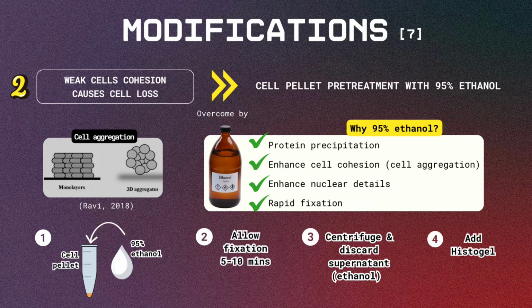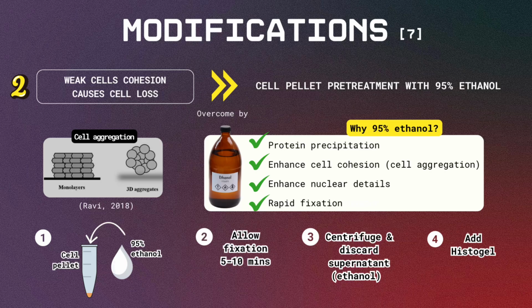Let's move on to how to overcome standard histogel that has weak cell cohesion. This can be fixed through cell pellet pretreatment with 95% ethanol. Now, you must be wondering how 95% ethanol can strengthen cell cohesion. Well, this is because 95% ethanol can cause protein precipitation, especially in the cell membrane. This will reduce membrane fluidity, enhancing cell aggregation, as you can see in the picture on the left side, from monolayer cells to 3D aggregates. The 95% ethanol can also enhance nuclear details and rapidly fix the cells.